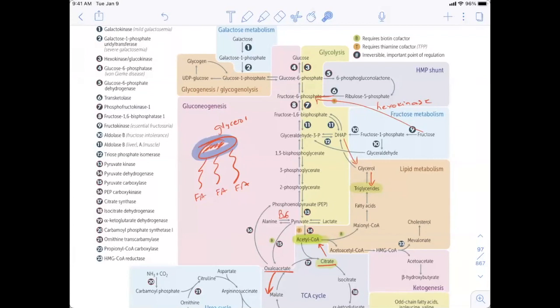Remember that. It has very similar steps to glycolysis. It's just the reverse. Now, there's going to be some glycolysis steps that are irreversible. We'll talk about that. But generally speaking, gluconeogenesis is the reverse of glycolysis.